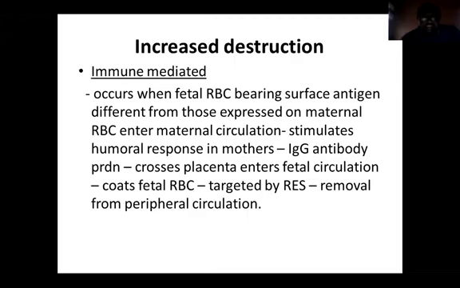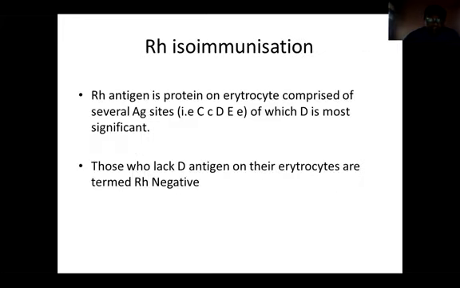The next one is increased destruction. In that, the first point is immune mediated. What is immune mediated? Whenever fetal RBCs bearing surface antigens enter into the maternal circulation, they stimulate a humoral response in mothers. So IgG production will occur, and they cross the placenta and enter into the fetal circulation. They coat fetal RBCs, which will be targeted by the reticuloendothelial system and removed from the peripheral circulation. The most common examples are Rh isoimmunization and ABO incompatibility, with minor blood group incompatibility.